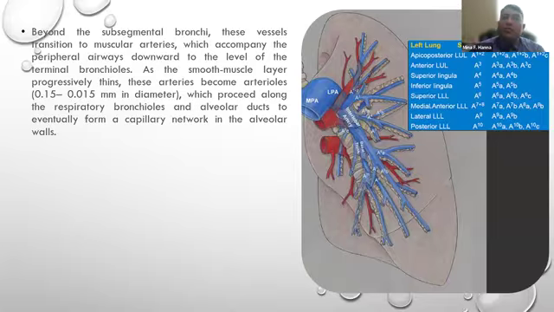Beyond the subsegmental bronchi, these vessels transition to muscular arteries, which accompany the peripheral airways downward to the level of the terminal bronchioles. As the smooth muscle layer progressively thins, these arteries become arterioles, which proceed along the respiratory bronchioles and alveolar ducts to eventually form a capillary network, and this then exchanges oxygen with the air in the alveoli.